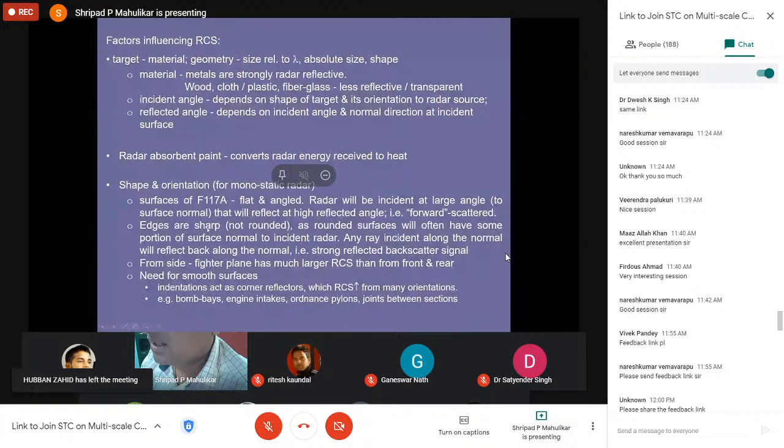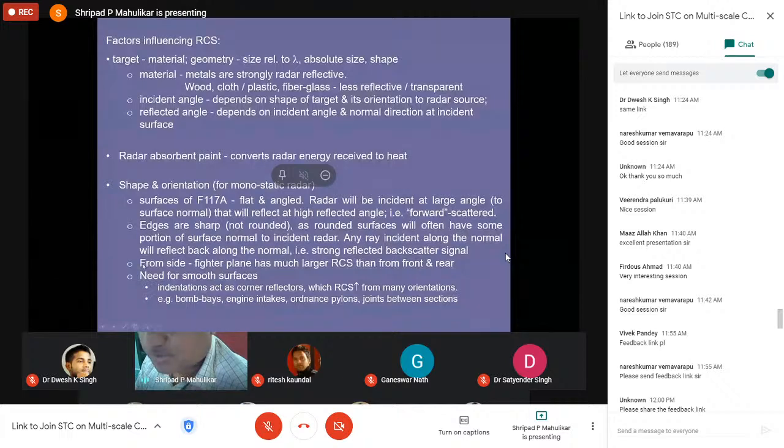Then the edges are sharp and not rounded, as rounded surfaces often have some portion of the surface normal to the incident radar. So any ray incident along the normal will reflect back along the normal, and we get a strong reflected backscatter signal if it is rounded. That is the reason why edges are sharpened for stealth aircraft and not rounded.